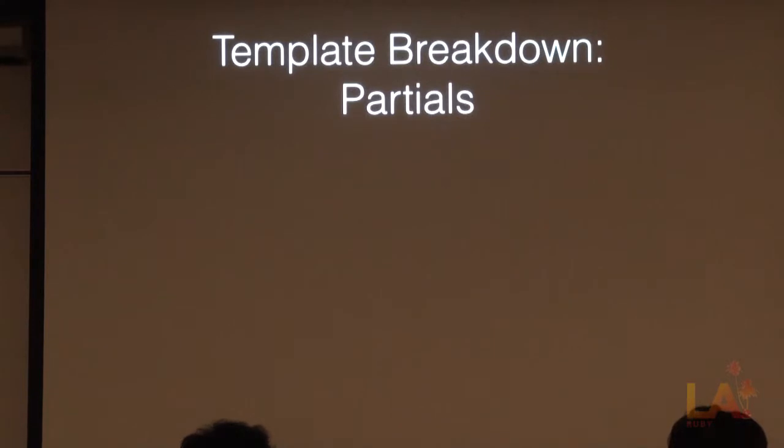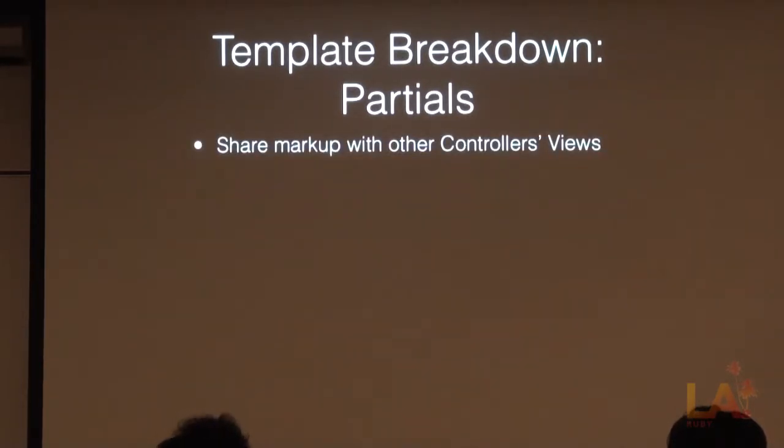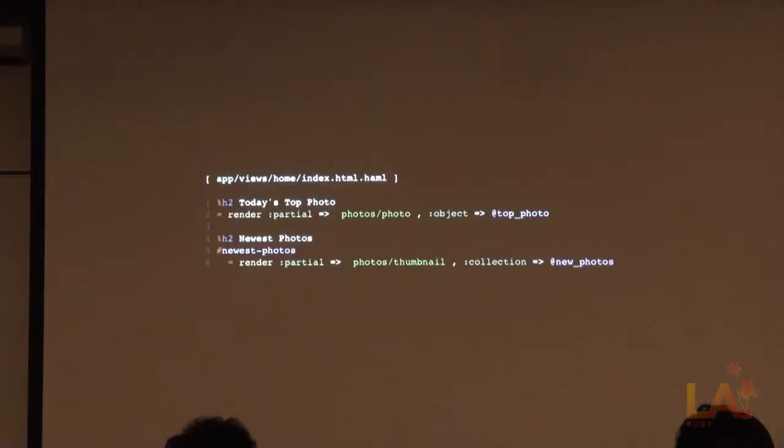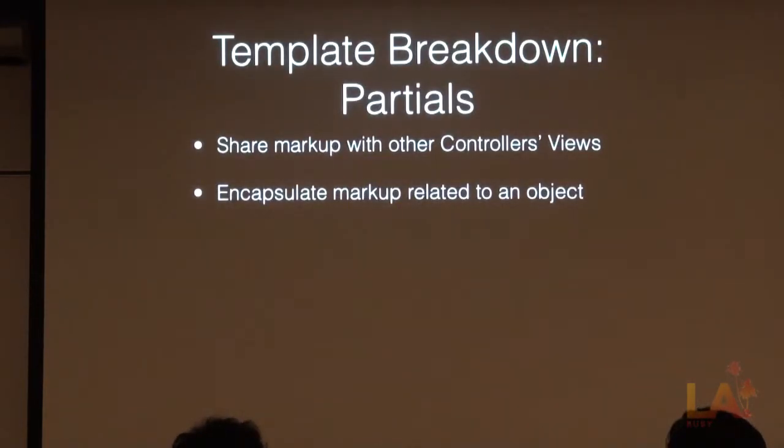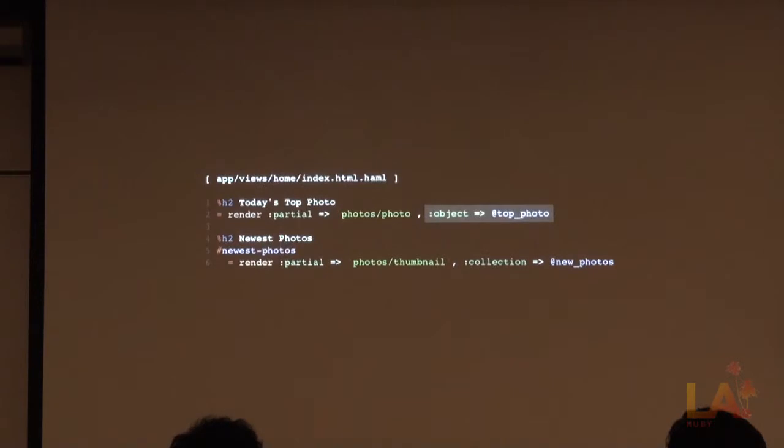So if we're breaking down a template into partials, we would do so to share markup with other controllers' views. This is very basic here. We are on home index and we are rendering a partial from photos. Another one from photos, just getting a photo here and thumbnails. We can encapsulate markup related to an object. So you'll see here we're using this object here. We're not using locals. This way is a little bit cleaner than specifying locals. It also has better performance, but this talk isn't really as much about performance as it is maintenance or writing maintainable views.